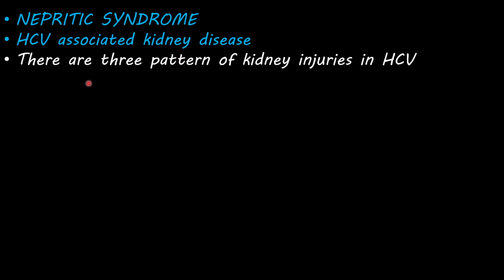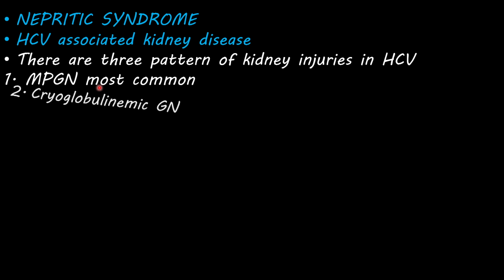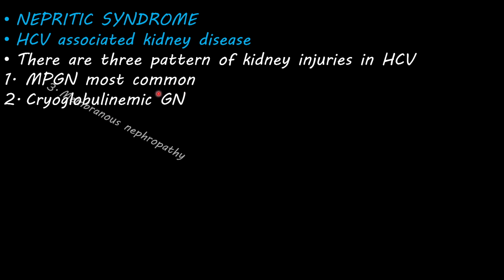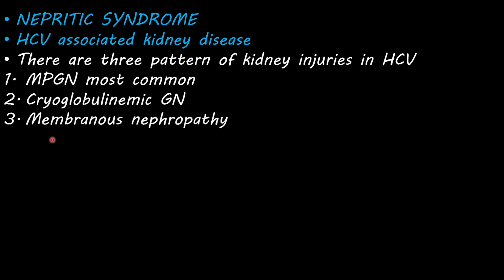Now, HCV and kidney disease. HCV involves the kidneys in three ways. First, it causes membranoproliferative glomerulonephritis, as we discussed earlier. There will be cryoglobulin production in HCV patients, which causes glomerulonephritis, and HCV also causes membranous nephropathy. So this is how HCV affects the kidneys in three different ways.